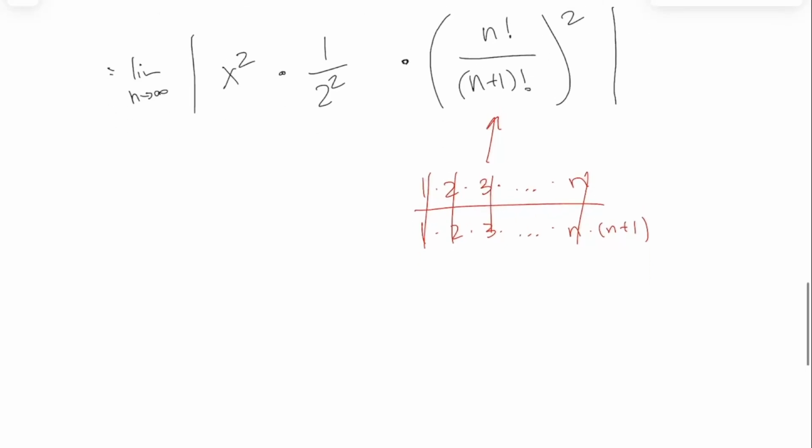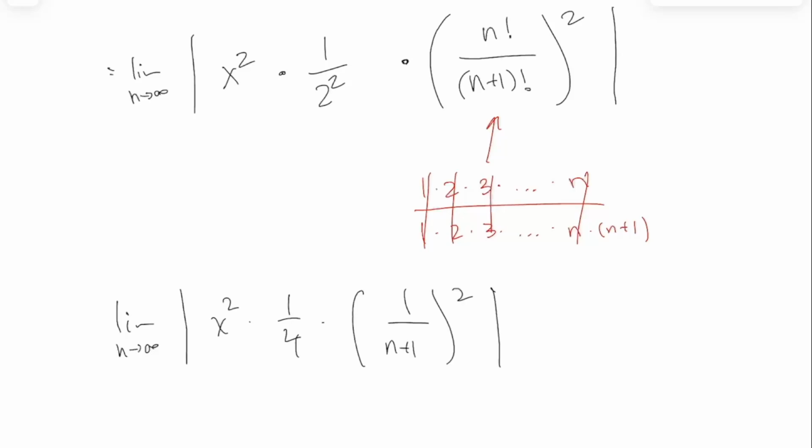So to summarize here, it says the limit of x squared times, I'll write 1/4 now, and then finally this thing becomes 1 over n plus 1 squared. All right. It's a little taxing, the simplifying and whatever. Anyway, what can we do now?